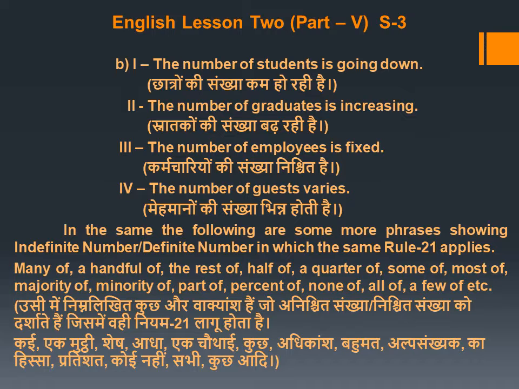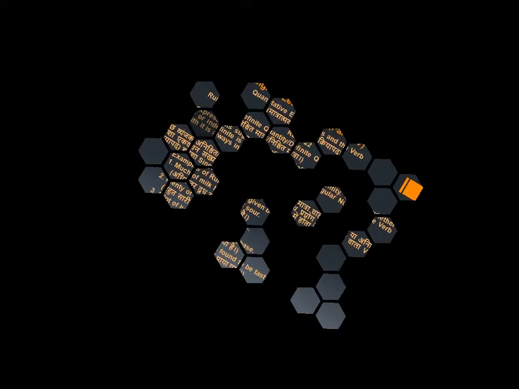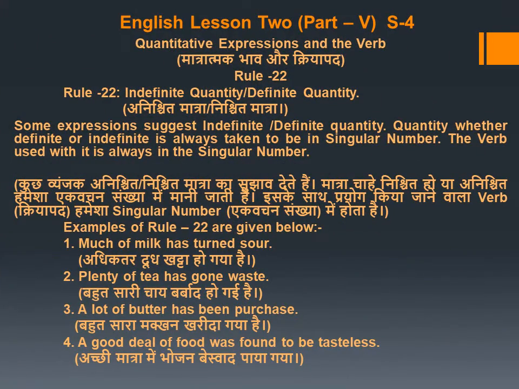Now we move to our next slide, slide number 4. In English lesson 2 part 5, slide number 4, we are going to study the quantitative expressions and the verbs applicable here, मात्रा भाव और क्रियापद, under rule 22. Rule 22: indefinite quantity / definite quantity, अनिश्चित मात्रा / निश्चित मात्रा.